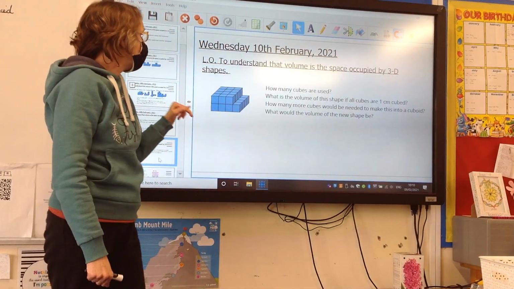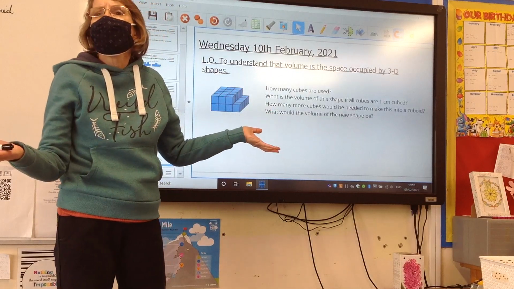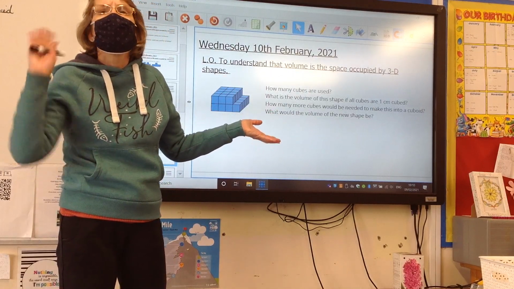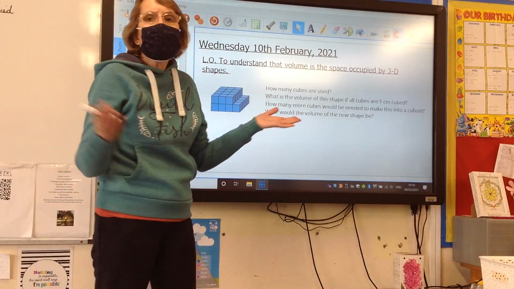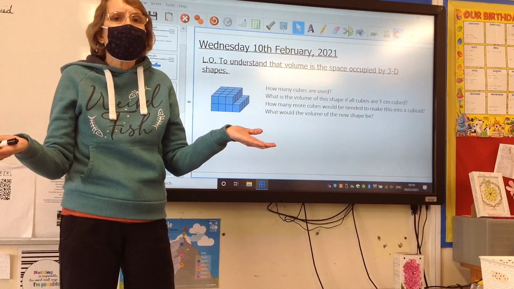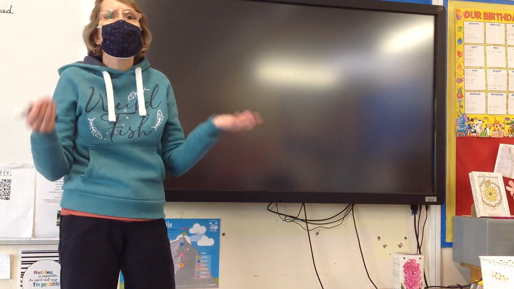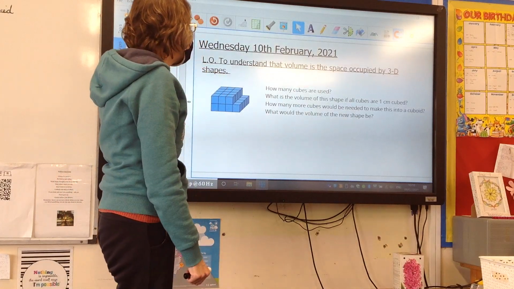Good, like the shape before. So, how many cubes are used? 28, good. What is the volume? Can we all say that really loudly for the camera, please? 28 centimetres cubed. Good, that's better. Children at home need to hear you as well.